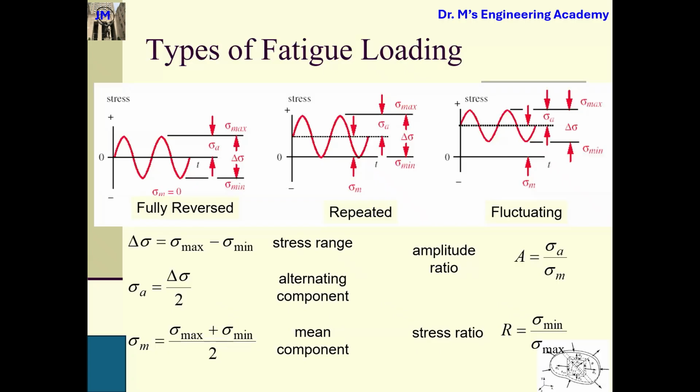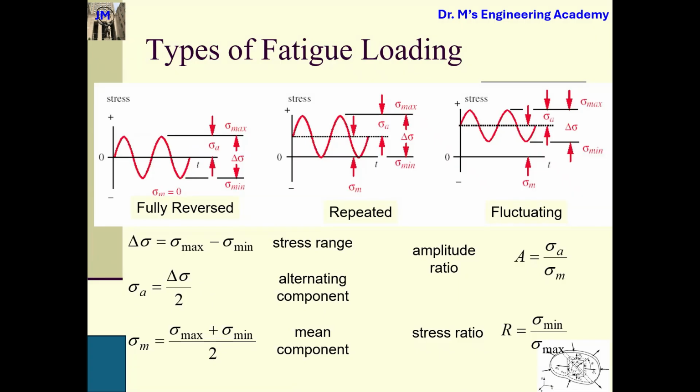So you can see this is sigma m, and this is sigma a. Sigma a is delta sigma divided by 2. Delta sigma is the range between the maximum and the minimum, and sigma m is the average between these two. And so these repeat.